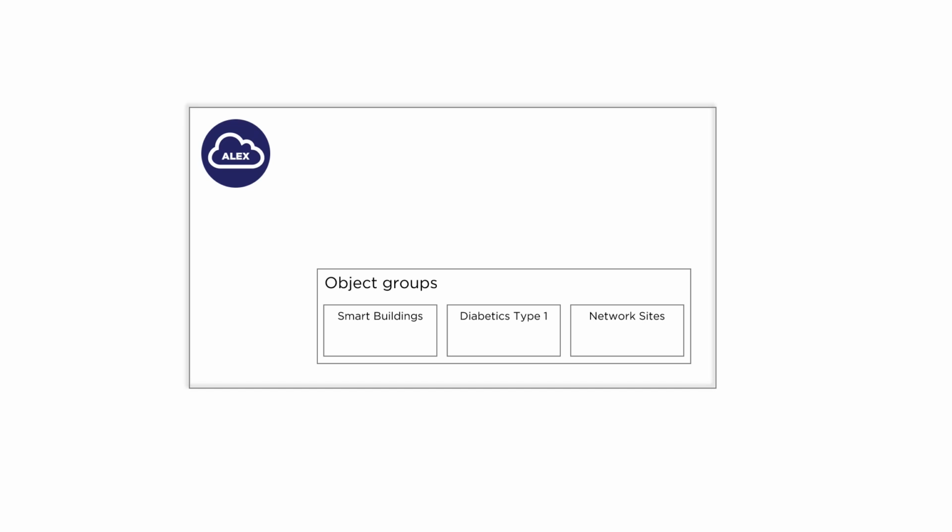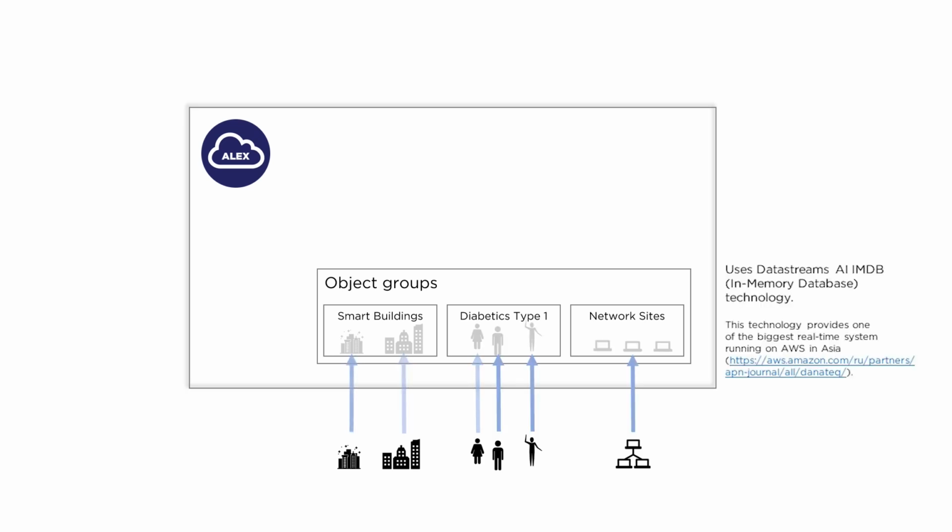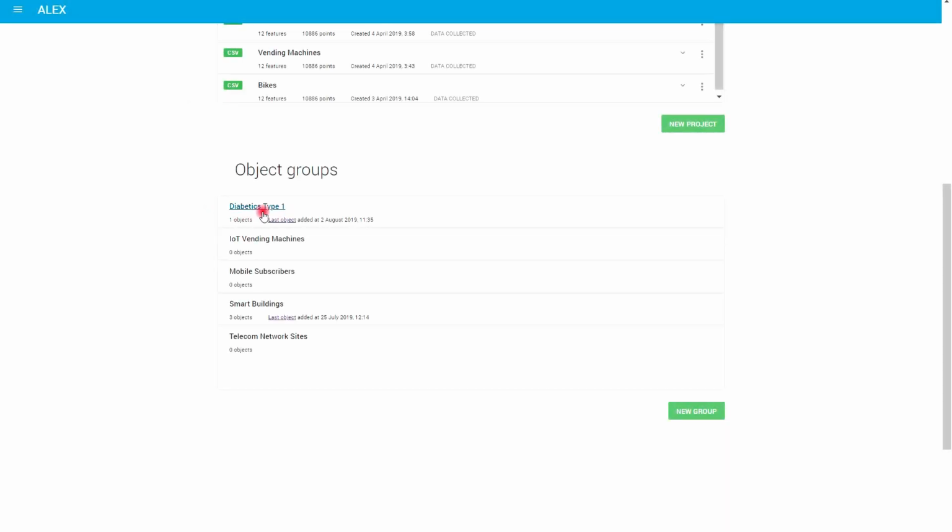An object group, such as smart buildings, contains objects with their attributes. Every object shadows a real-world entity and tracks its attributes in real time or near real time. Alex supports a full set of protocols to connect to data sources, and it supports billions of objects profiled in real time. All thanks to proprietary in-memory DB technology. Let's take a closer look using an example.